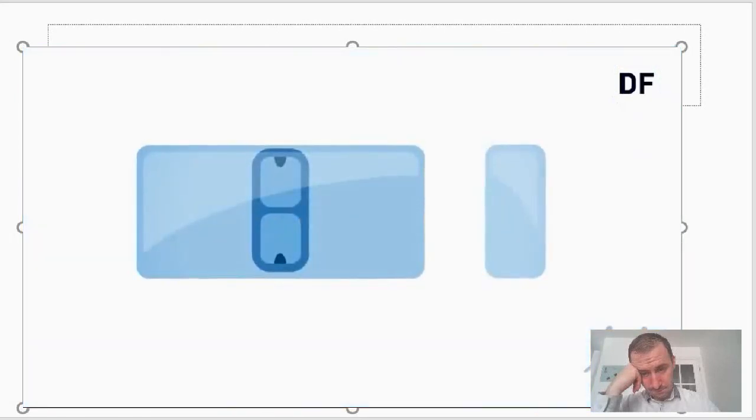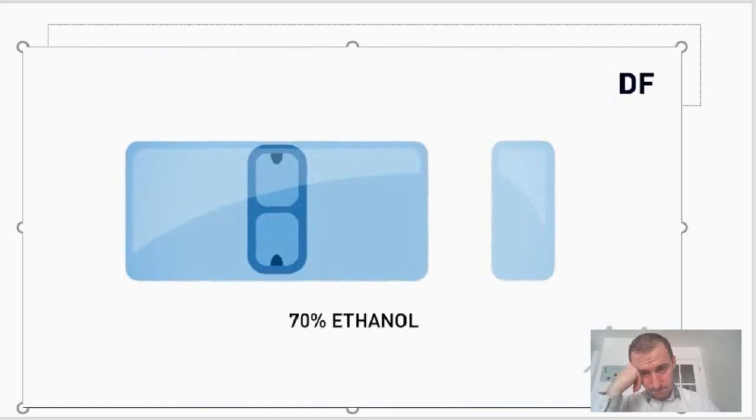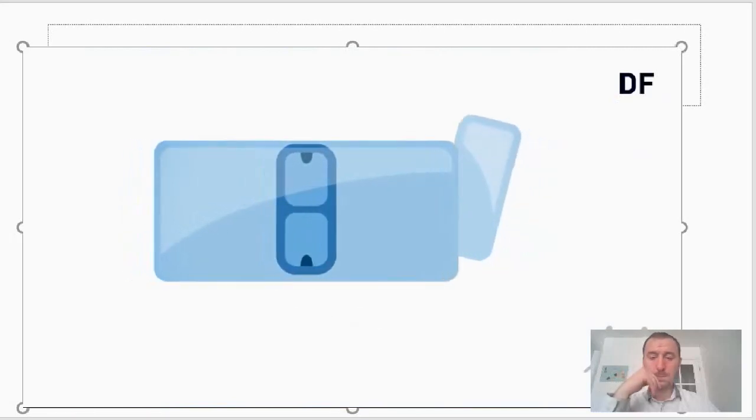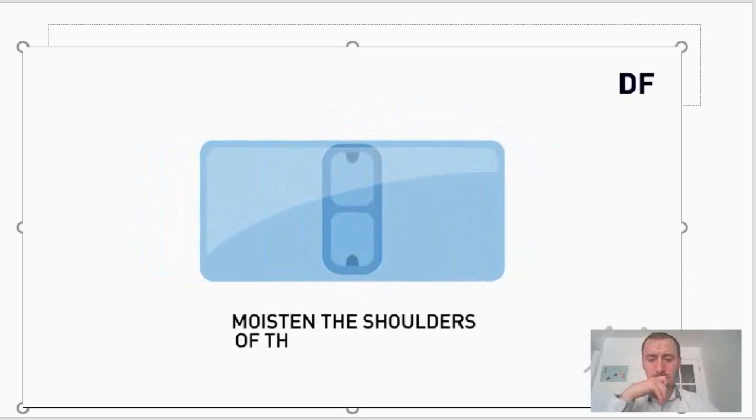Make sure the hemocytometer and cover slip are clean. 70% ethanol can be used for the cleaning. Carefully place the cover slip on the supports using gentle pressure and small circular motions. Here's a tip: moisten the shoulders of the hemocytometer before you fix the cover slip.